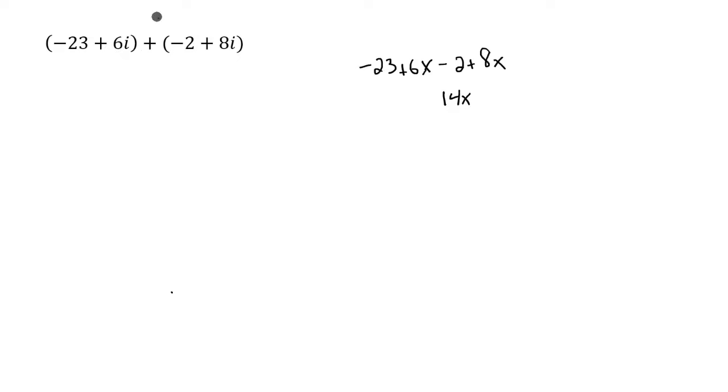So what I do first is just rewrite everything, but I drop these parentheses. So I have negative 23 plus 6i, and then we keep the signs of these two terms. So we're just going to write minus 2, and then add 8i, and then we combine like terms. So negative 23 and a negative 2 is going to be a negative 25, and then 6i plus another 8i gives a total of 14i, and that's going to be our final answer.